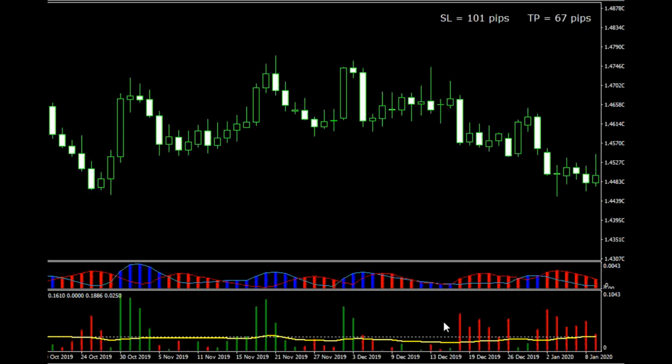Okay, so you can see how that works. Now, granted, it's not always going to be perfect, but it does help keep us out of a few of those trades that may not have worked before. So let's go back to this one.